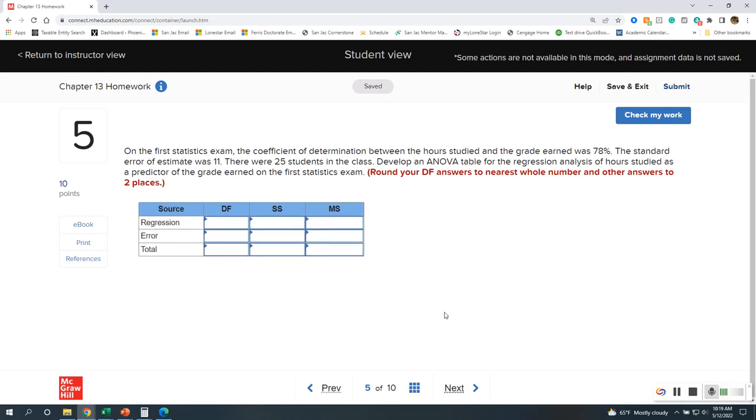5. I'm about to say 15 for some reason. Not even 15 questions. Alright, on the first statistic exam, the coefficient of determination between the hours studied and the grade earned was 78%. The standard error of estimate was 11. There were 25 students in the class. Develop an ANOVA table for the regression analysis of hours studied as a predictor of the grade earned by the first statistic exam. Okay.